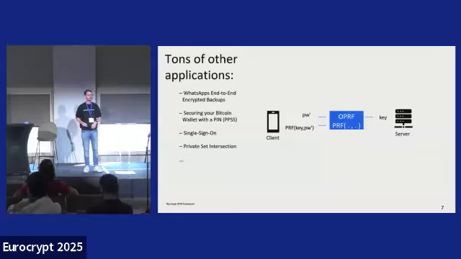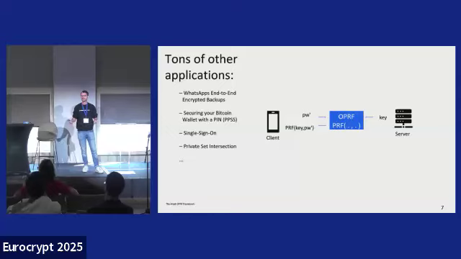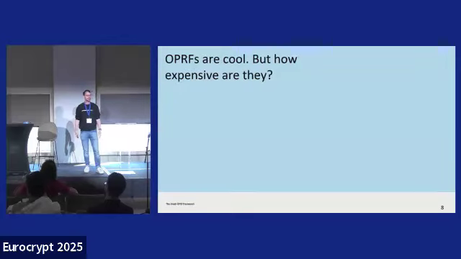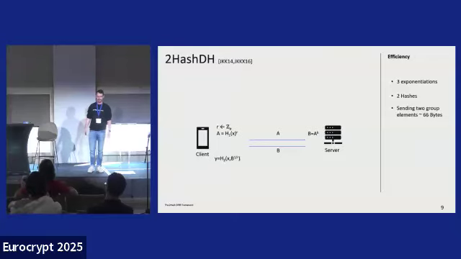This is one application of OPRFs. There are many more. For example, WhatsApp is using them for their end-to-end encrypted backup system. You can use password-protected secret sharing, which is a nice way to store your Bitcoin wallet securely shared on different servers and protected with a password. They're useful for single sign-on and private set intersection. That means they're pretty useful tools, so you would expect that a cryptographic primitive that powerful might be expensive. But it turns out in the classical setting, when you believe that the Diffie-Hellman assumption or Diffie-Hellman type assumptions hold, then it's super cheap to execute an OPRF.